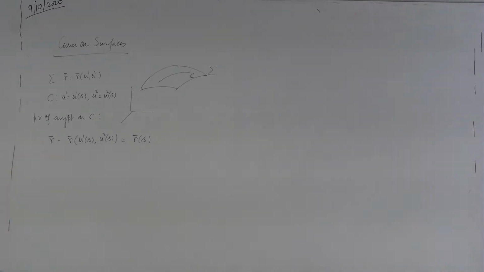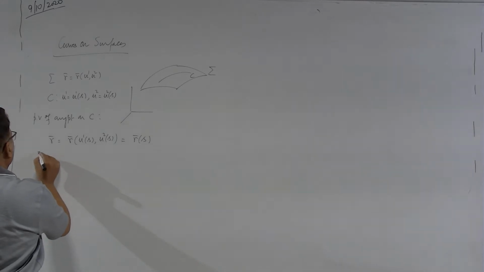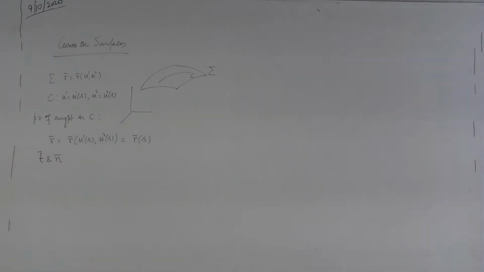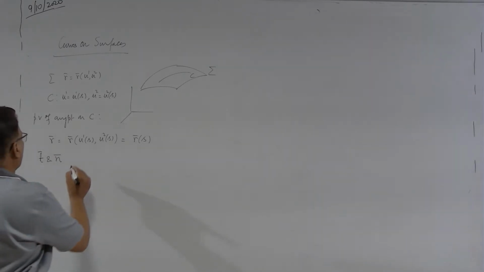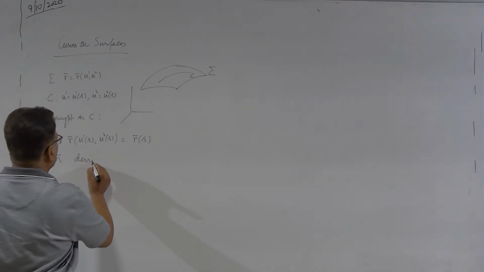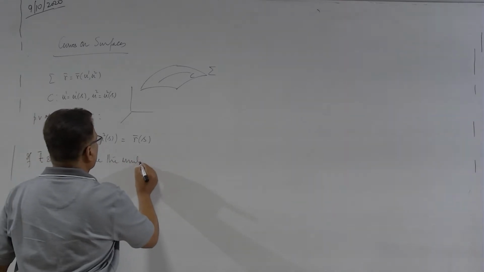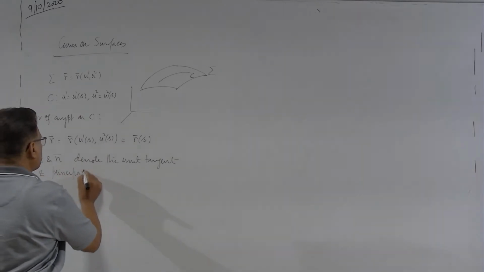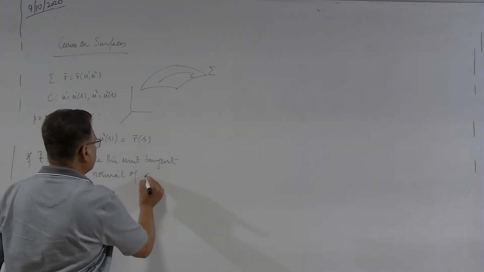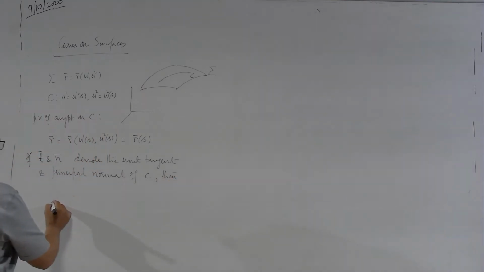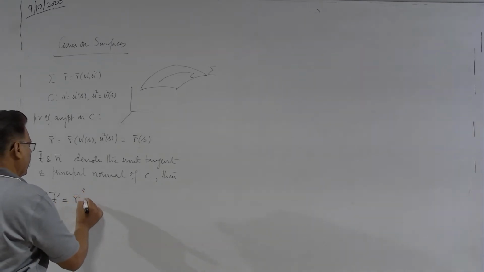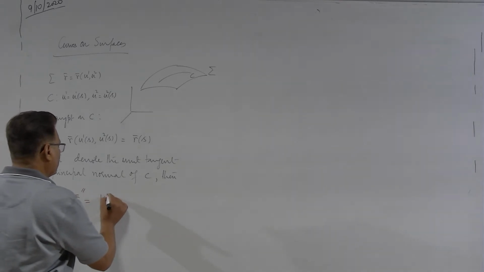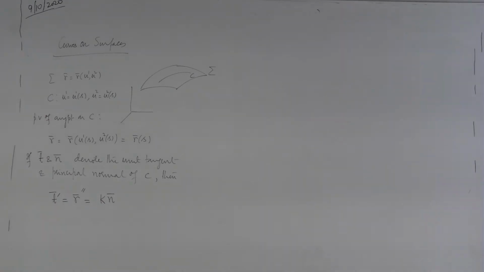So, if I forget the surface right now and look at the curvature of the curve, we know that if t and n denote the unit tangent and principal normal of C, then t dash, the derivative of t with respect to s, which you can also write as r double dash, is equal to the curvature of the curve times n. This is something that we already know.